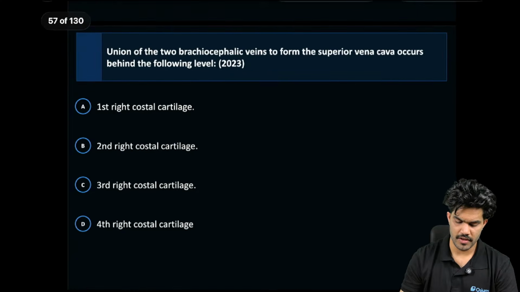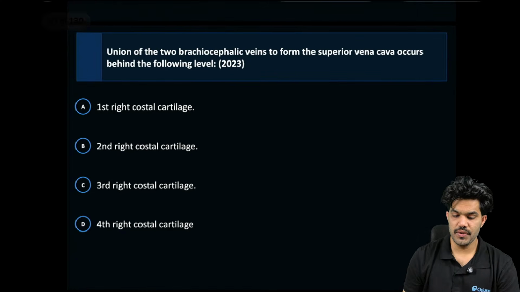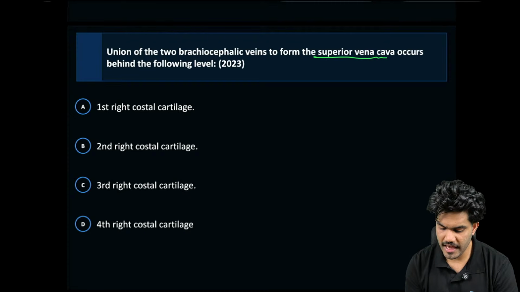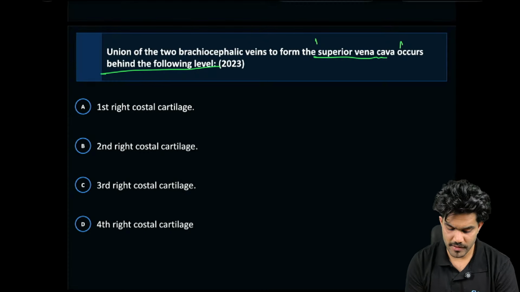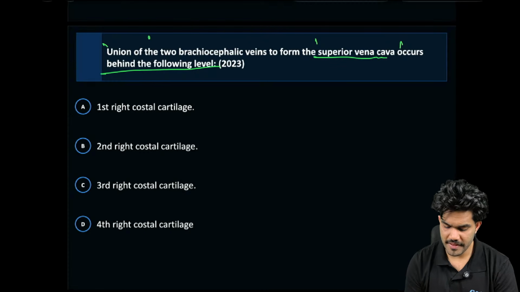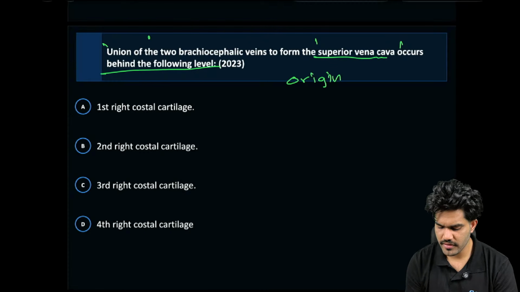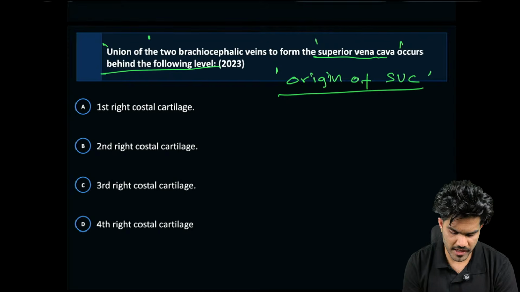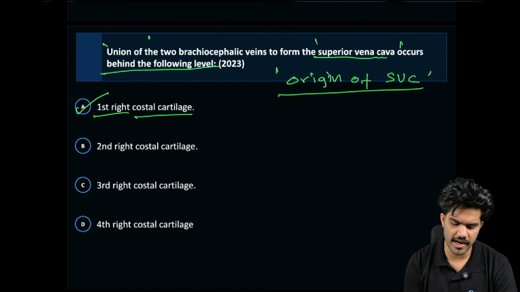Okay. So next question. Union of two brachiocephalic veins to form the superior vena cava occurs behind the following level. Let's see what they meant. They meant the origin of the superior vena cava. If you know the origin location, it's easy. Okay. So it will be the first right costal cartilage. Simple answer.